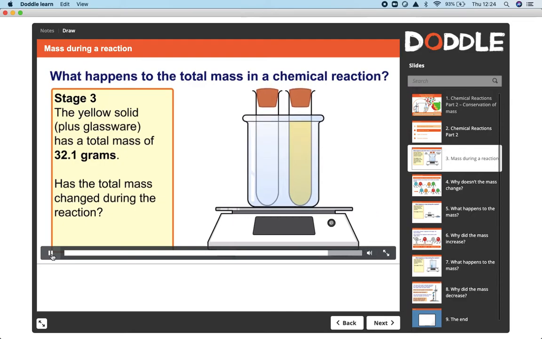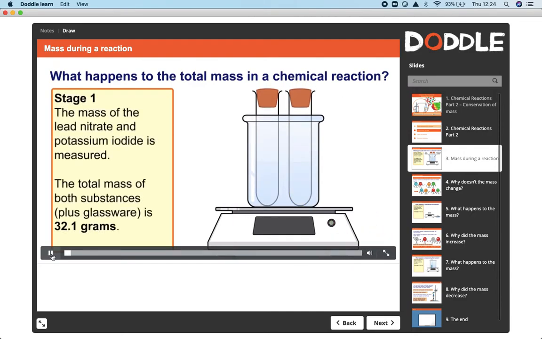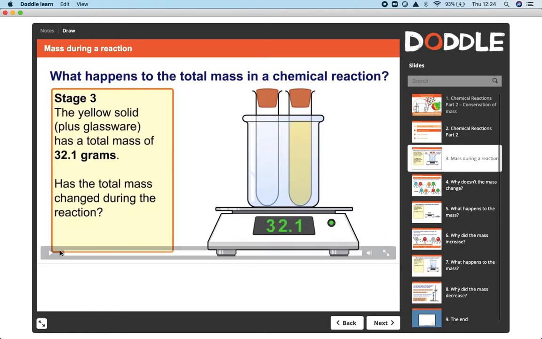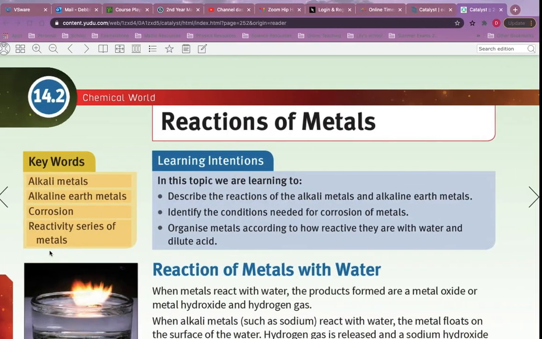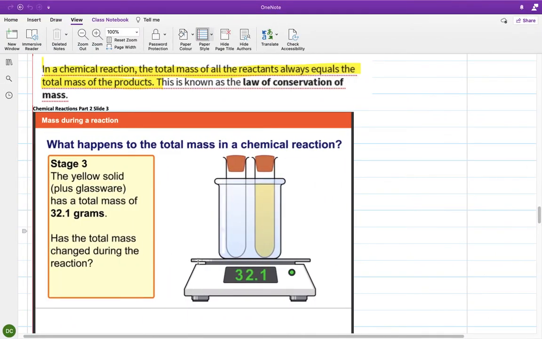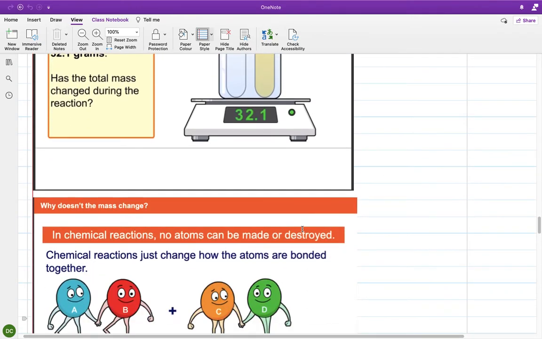And when they do that, you get 32.1 grams again. So it's something we can check. We're going to do, like I said, loads of chemical reactions, and you can check it on any of them if you wish, but it's called the law of conservation of mass, and it's quite important.